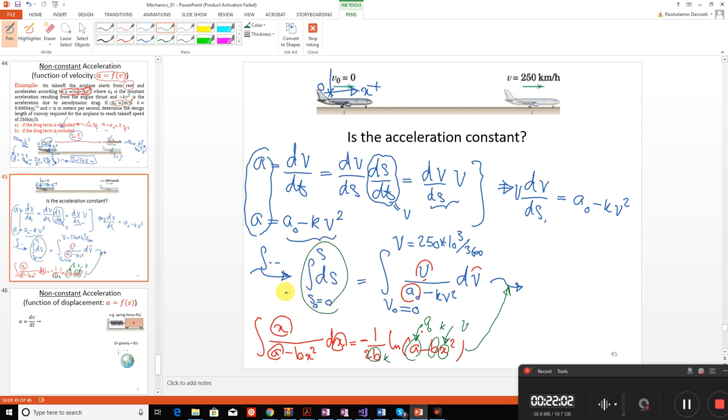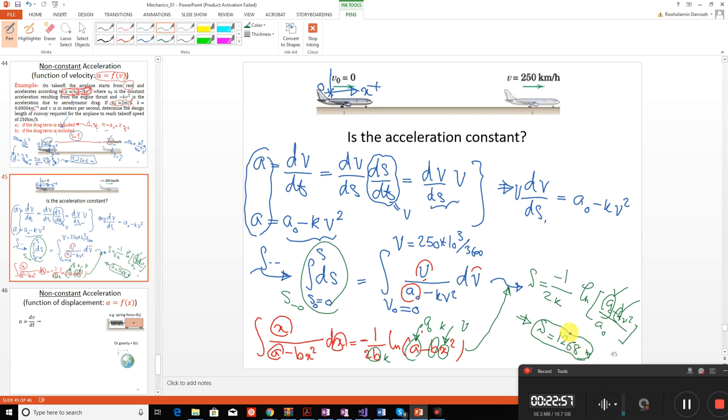this is nothing more than S minus 0, S equals 1 over 2k natural logarithm ln A naught minus kv squared. Okay, A naught is given, K is given, just be careful about the units. Make sure all of them are in a consistent unit system. If you replace them, your final answer for the takeoff displacement is 100 meters.